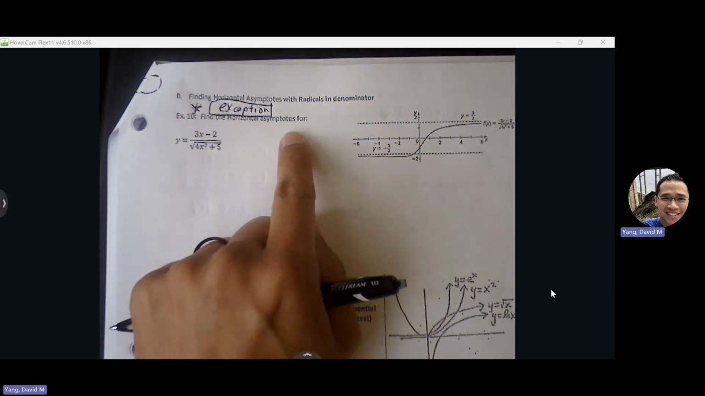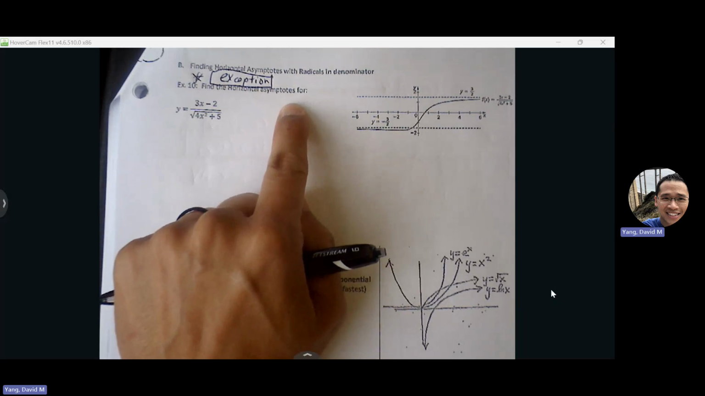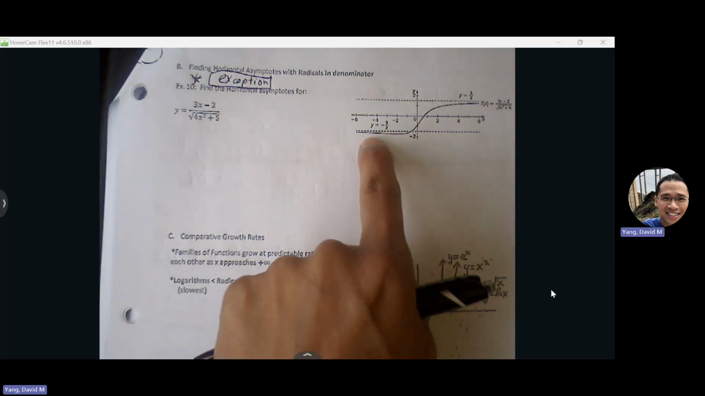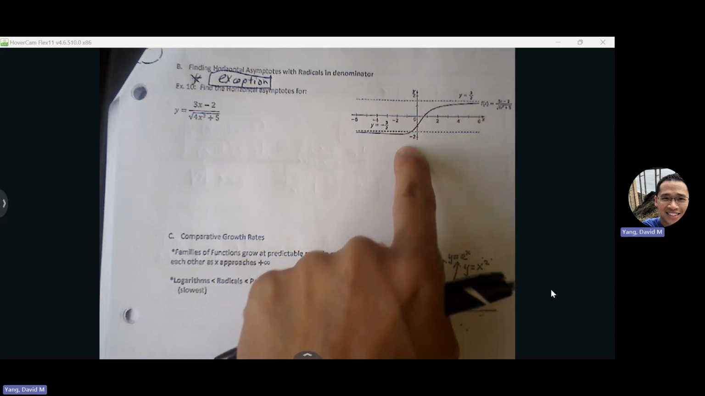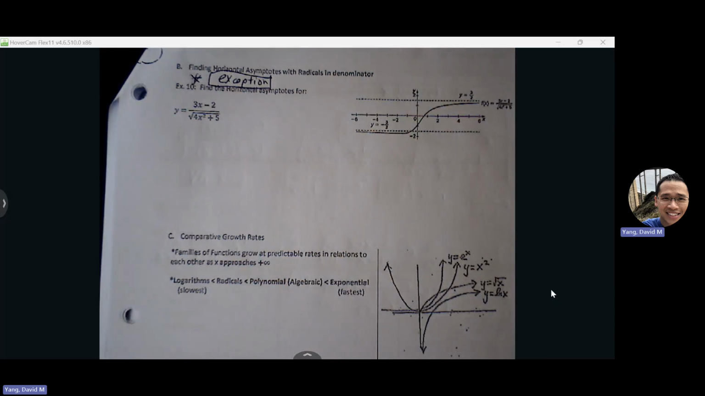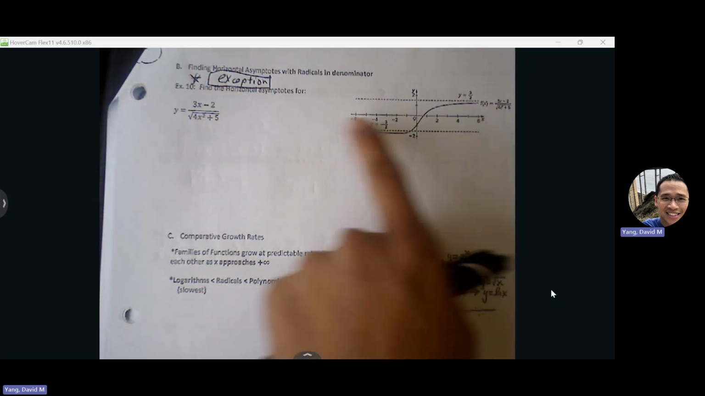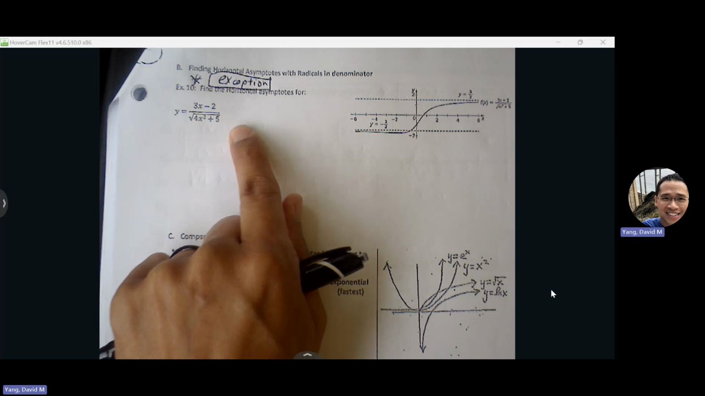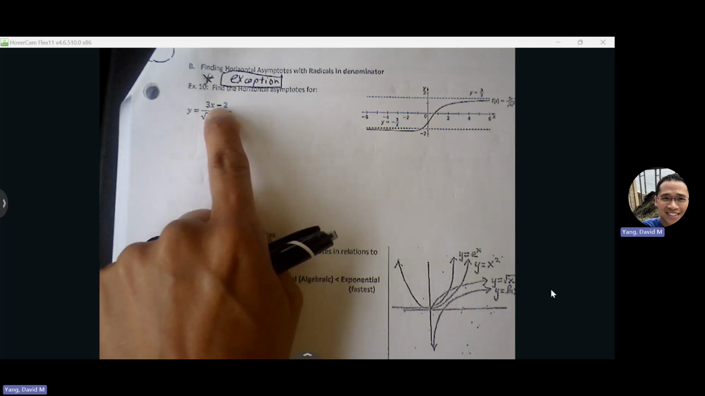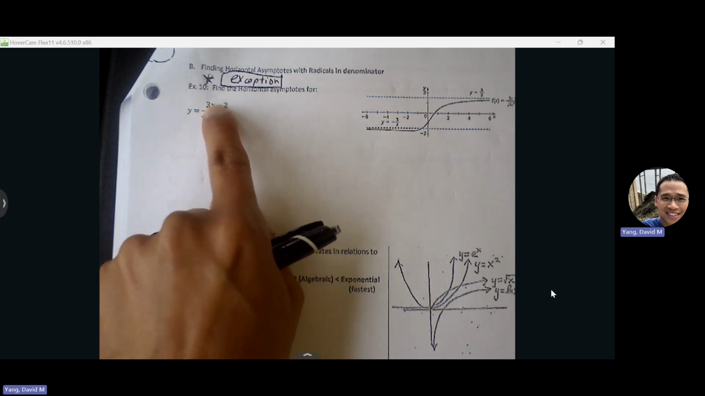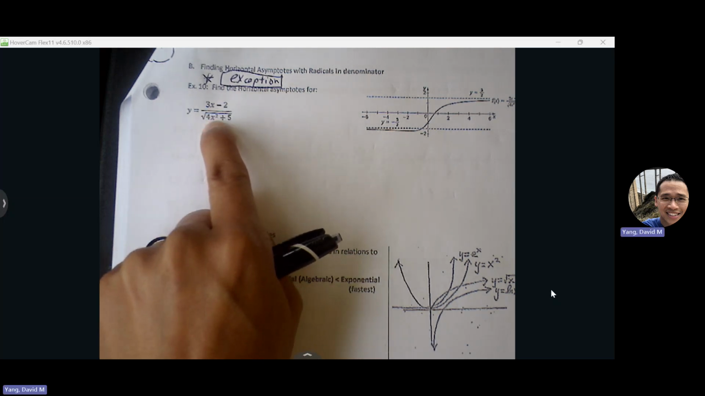So this is a very specific instance where the graph may have 2 separate horizontal asymptotes. This is not normal. Normally, your rational function is just going to show the same asymptote. It's not going to split on either side like this. But what gives it away is if either my numerator or denominator is showing a radical. Okay.